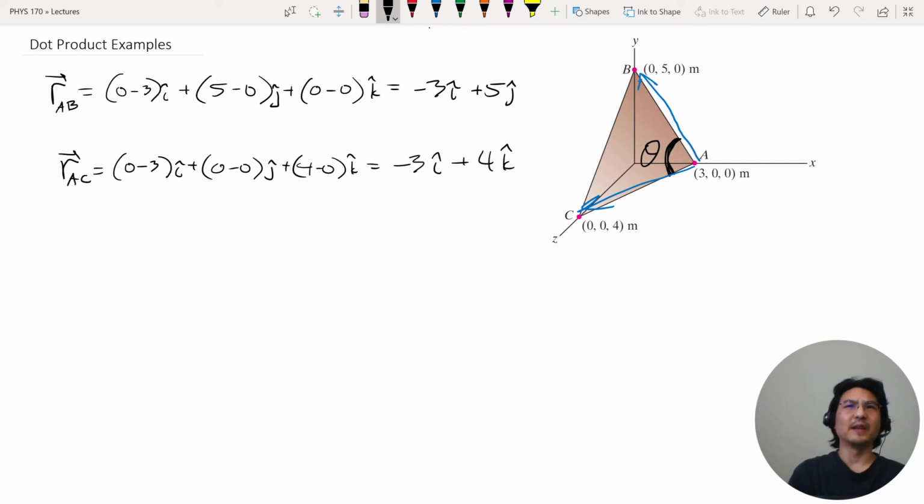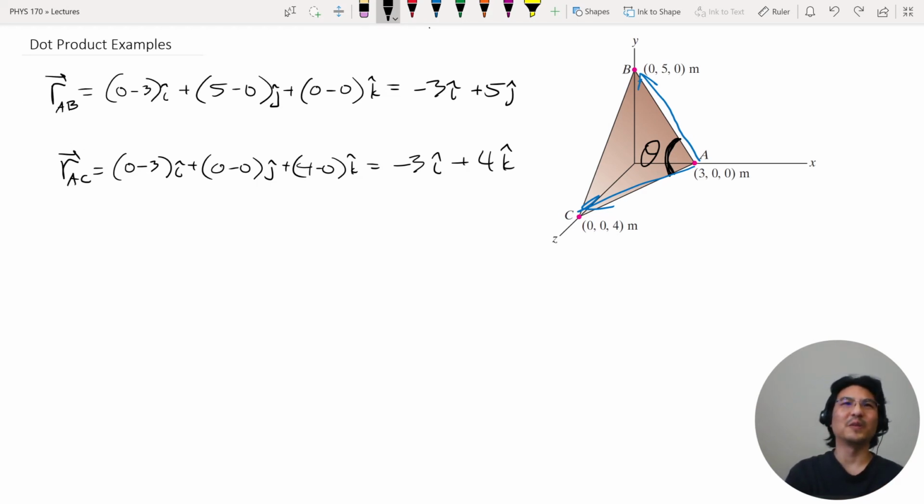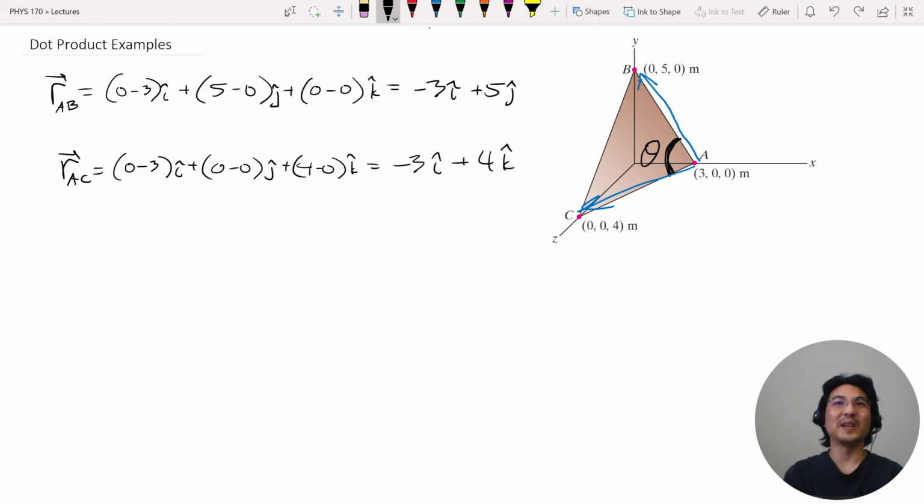Okay, and then remember that dot product, you could go two different ways, right? You can do magnitude of this times magnitude of this times cosine of the angle between them. Or you can go this x component times x component plus y component times y component plus z component times z component. Right, so there are two ways to do the dot product. So how about let's just try the component way.